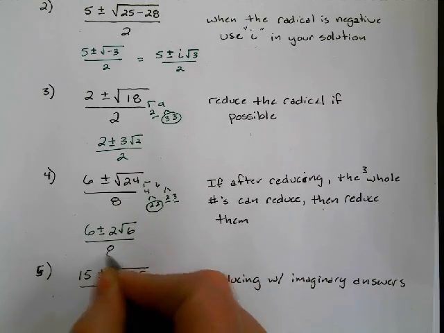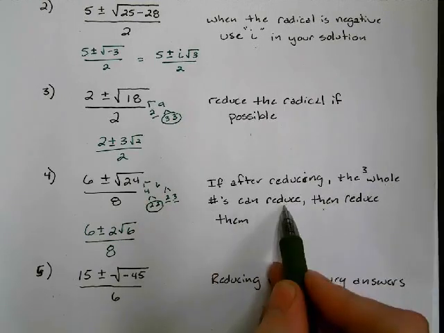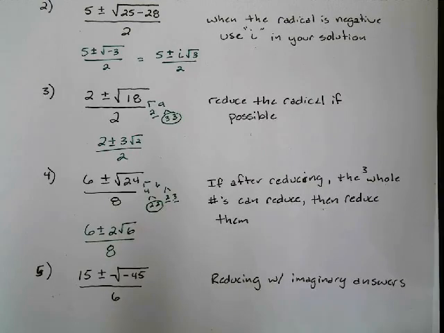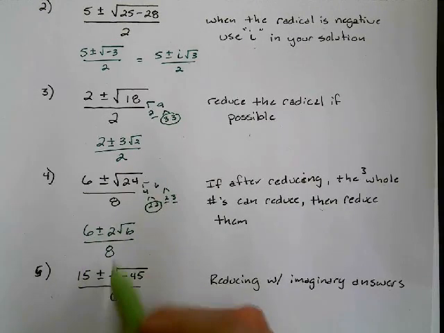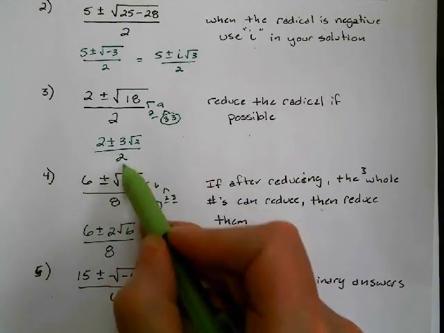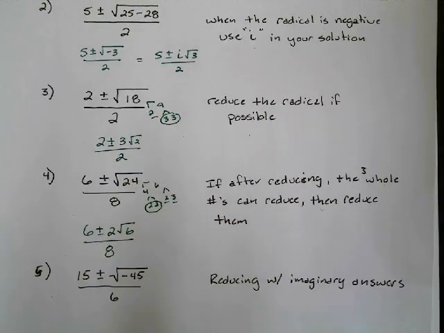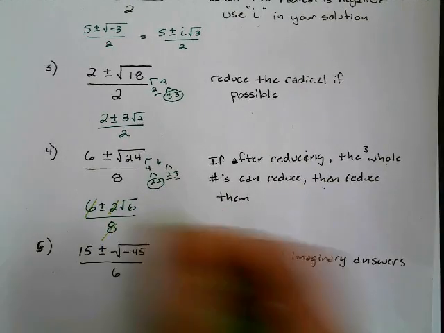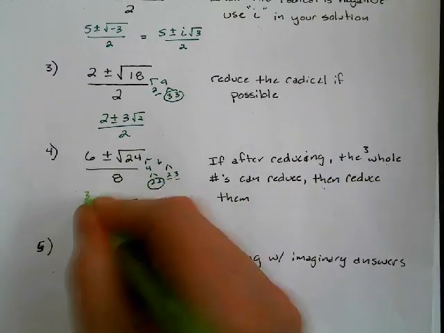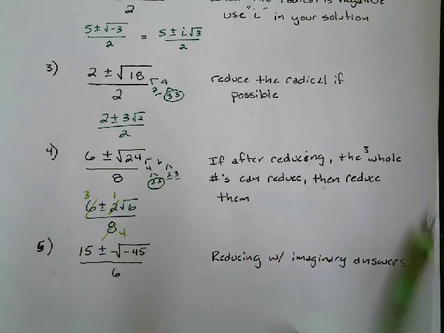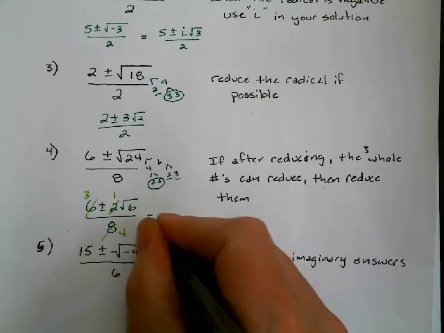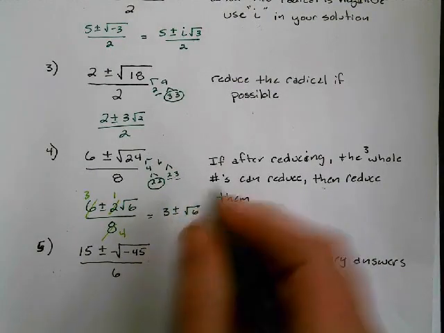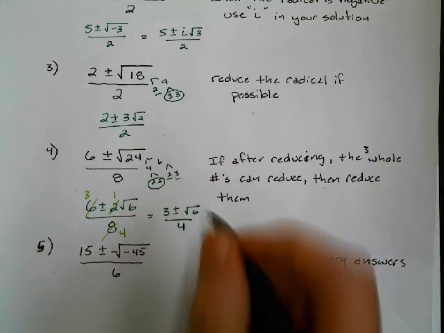over 8. So what this is saying is when the 3 whole numbers can reduce, so 6, 2, and 8, all of those can reduce, only when all 3 can reduce. In that previous problem, 2 of them reduced, but all 3 did not, so we didn't do anything else. But when all 3 can reduce, we're going to reduce them. 2 goes into all 3 of those numbers. So this becomes 3, this becomes 1, this becomes 4. Our final answer is going to be 3 plus or minus root 6, we can put the 1 in front if you feel like it, over 4. You don't have to put that 1 there.